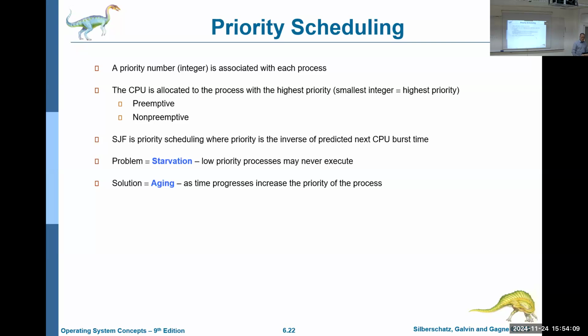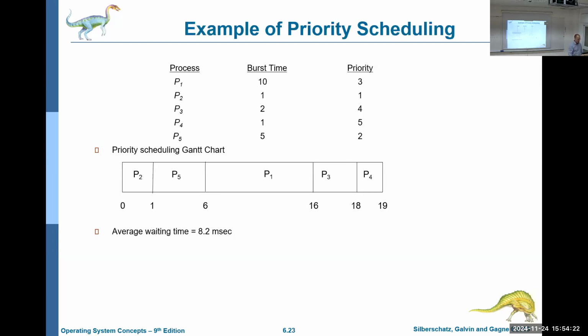The solution is aging. As time progresses, you increase the priority of the process. You give him a higher priority. That's one solution. You change the priority. His priority keeps getting higher.